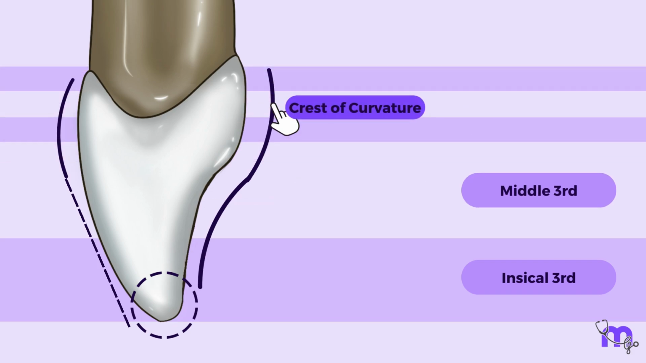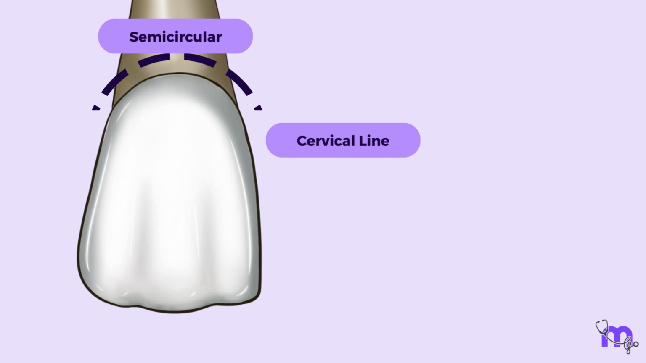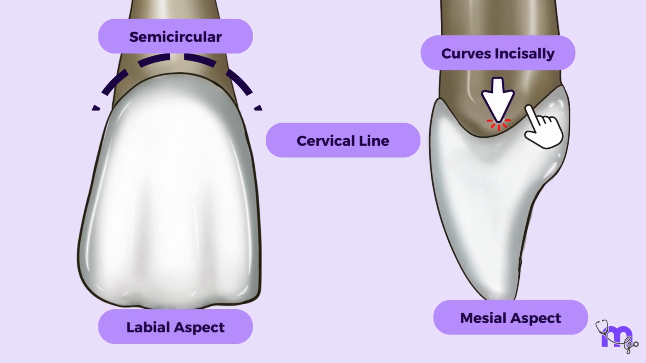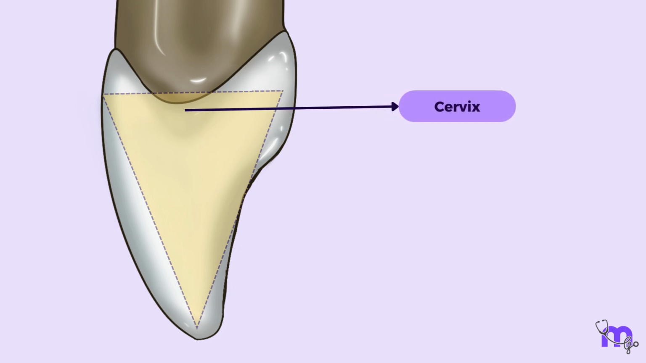The maximum crest of curvature of the cingulum is seen at the middle of the cervical third. Unlike the semicircular cervical line seen in the labial aspect, it curves incisally. These features give the crown a triangular or wedge shape, with the base of the triangle at the cervix and the apex of the triangle at the incisal ridge.